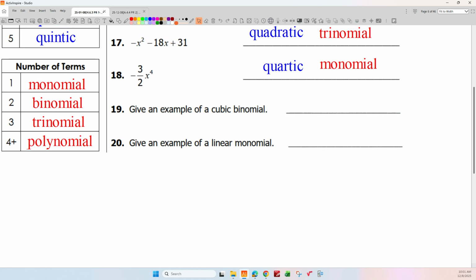Give me an example of a cubic binomial. I heard x cubed plus 42. Sounds good. How about a linear monomial? I could just do x, but if it's a linear, what power of x is that? Squared would be quadratic though. What's the power of x for a linear? 1. So it could be x, it could be pi x. The power of x has to be 1 and there has to be one term.